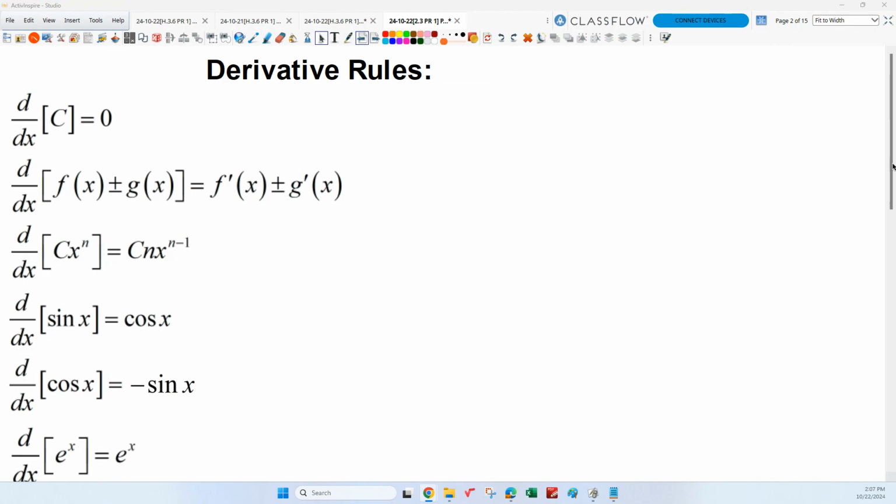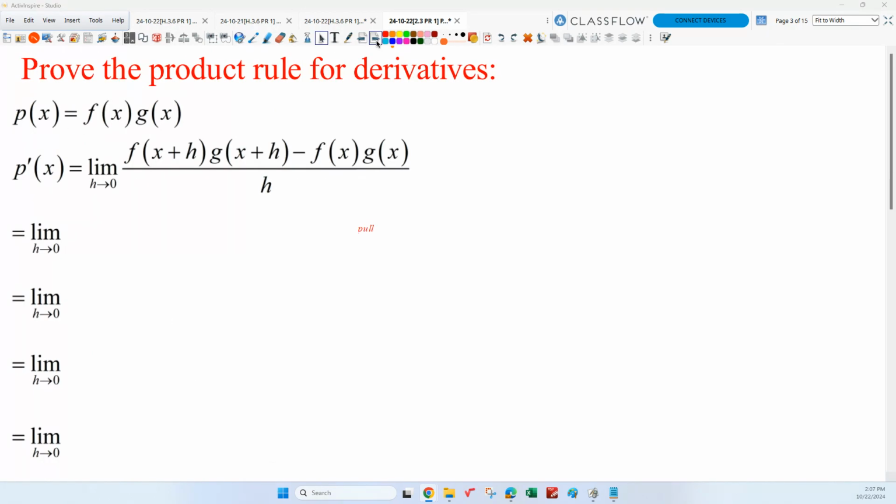Okay, so anyway, we're looking at these new derivative rules, and we ran up against a roadblock, and that is what happens when we have a product: how do we differentiate the product of two functions? And so we need to derive a new rule for that.